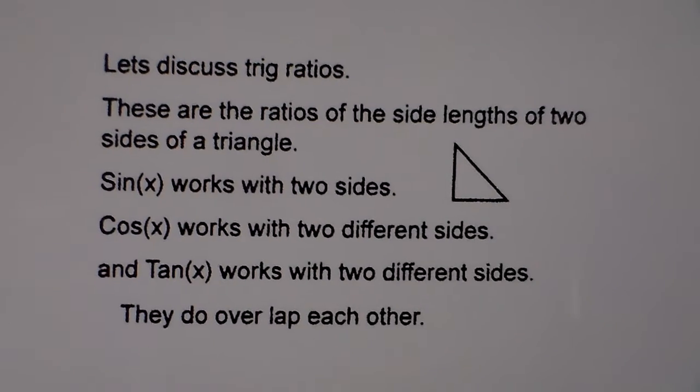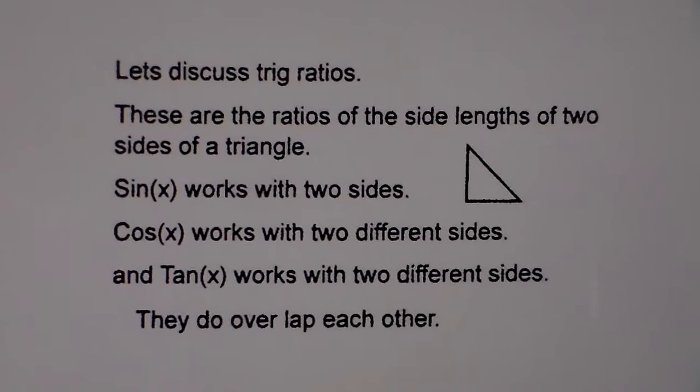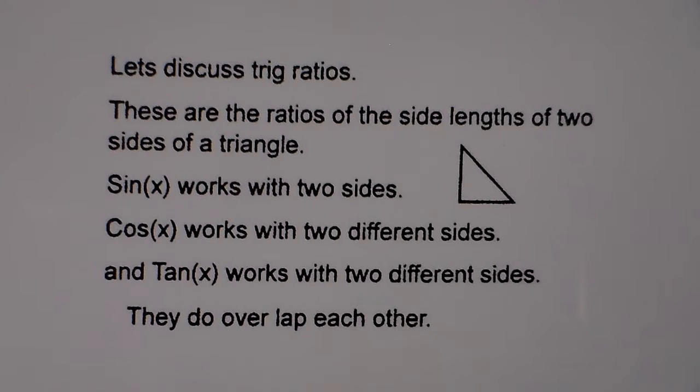These are the ratios of side lengths of 2 sides of a triangle. Sine works with 2 sides. Cosine works with a different 2 sides, and tangent of x works with 2 different other sides. They do overlap each other, and you'll see a little bit more as we progress here.